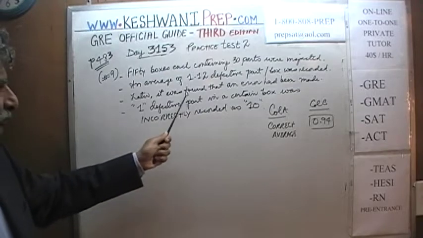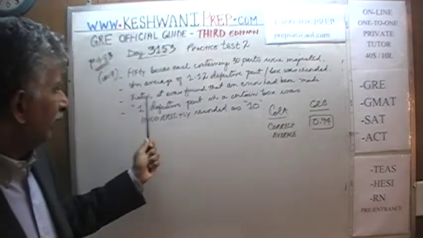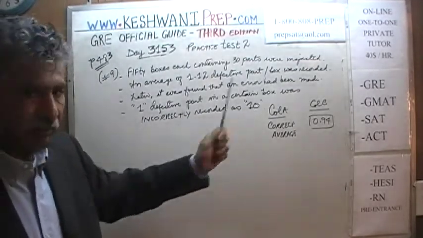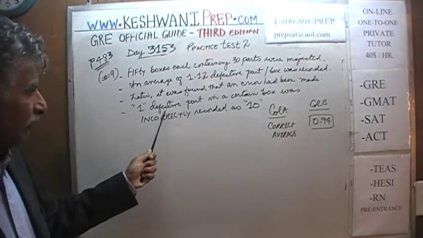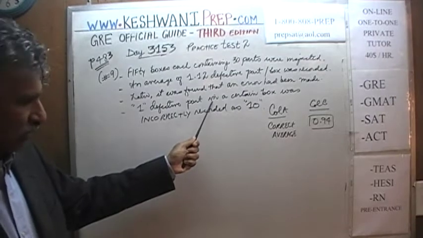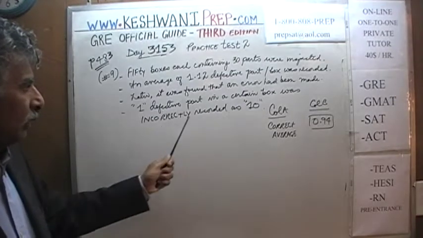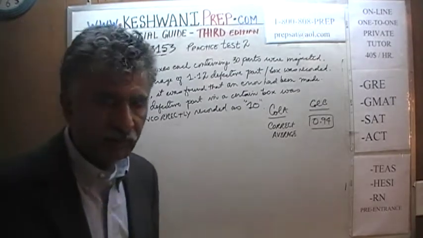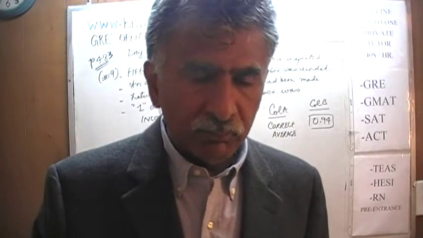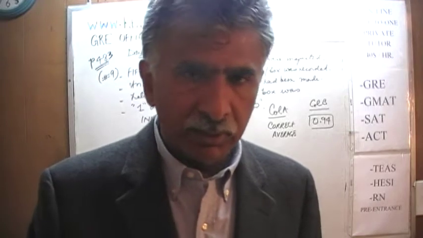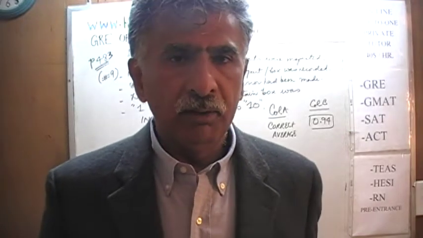Later on, it was found that an error had been made. One defective part in one particular box was incorrectly recorded as 10. There was in fact only one defective part in a given box, but when the record was written down incorrectly, somebody put down 0 next to it and it was recorded as 10. Later on they caught it.